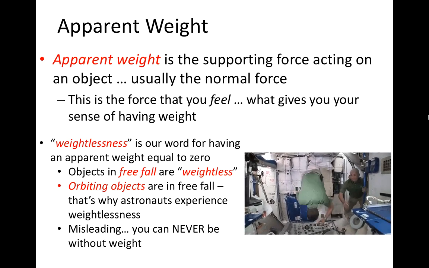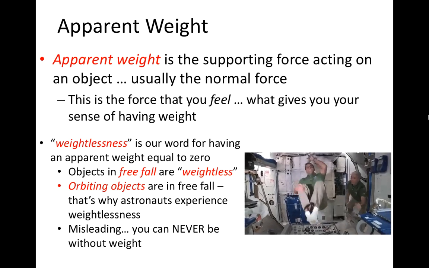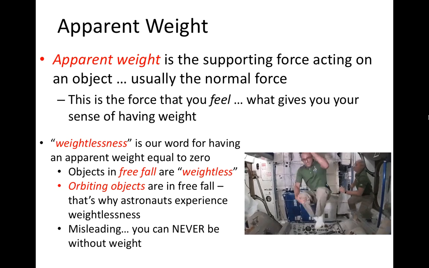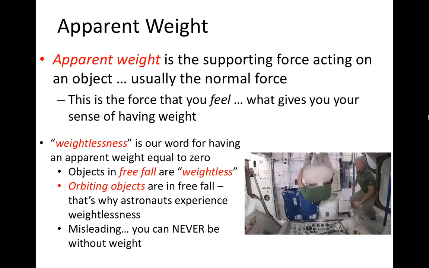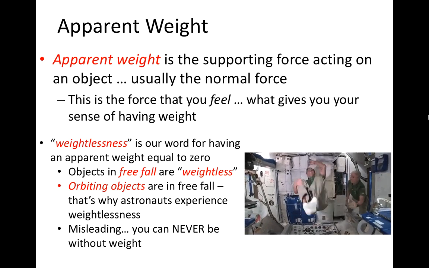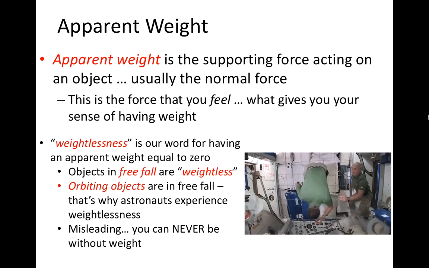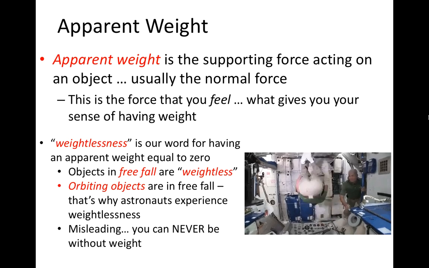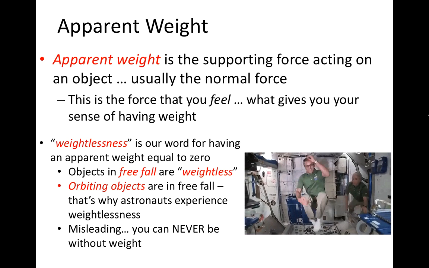But I want to be careful in explaining this because we say that an object is weightless, but it's really kind of a misleading term. Objects cannot be without weight. If you're in the universe, there are other objects exerting a gravitational force on you. Therefore, you have weight. You can't ever be without weight, but it can seem like you don't have any weight. And so, probably the better term for this is apparent weightlessness. But normally, we just refer to this as weightlessness.